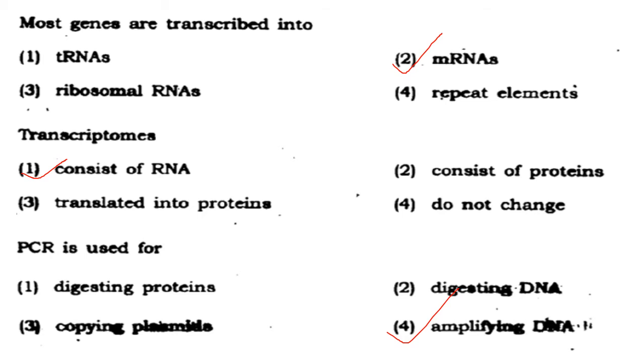PCR is used for option 1 digesting protein, 2 digesting DNA, 3 copying plasmids, 4 amplifying DNA. Answer is option 4 amplifying DNA.